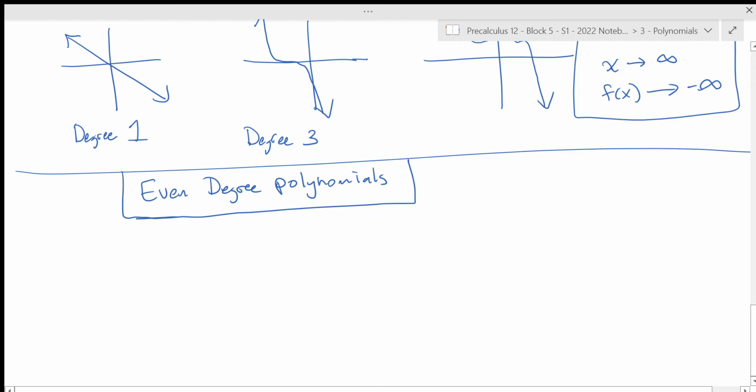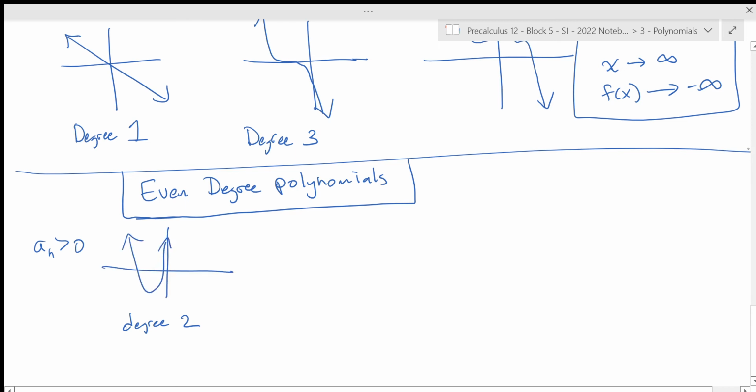Okay, these ones are a little bit simpler. So let's look at a sub n positive, so my leading coefficient is positive. Well, if I have a degree 2 function, then what do we have? We talked about that already. That is a smiley parabola.